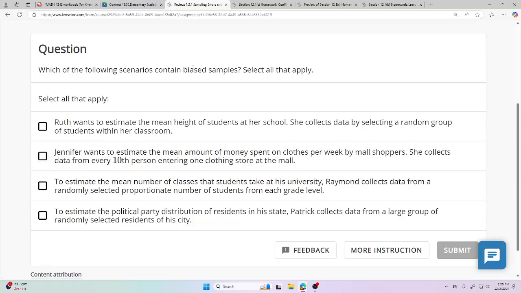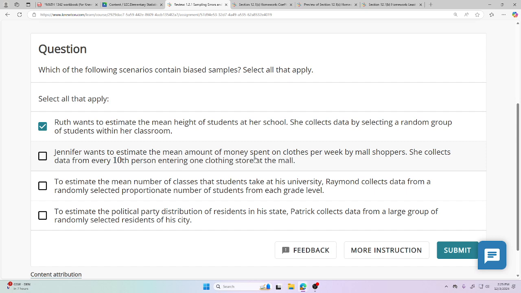All right, cool. Keep going. Which are biased? Oh man, here we go. So she wants to estimate the mean number of high school students, collects data from a random group within her classroom. Bias? Just click the bias ones. Yeah, because it could be the basketball team, right? Or are we talking about mean height? Yeah, could be bias. Okay.